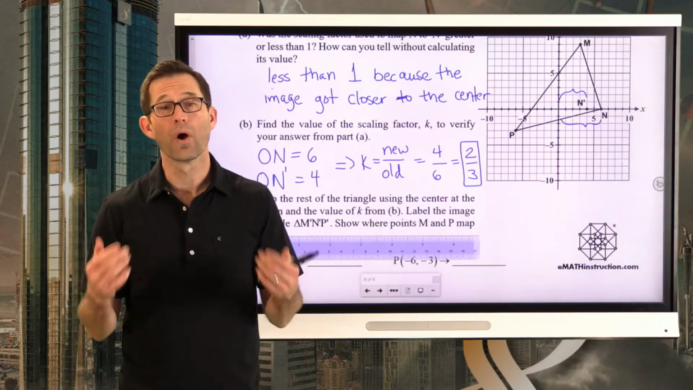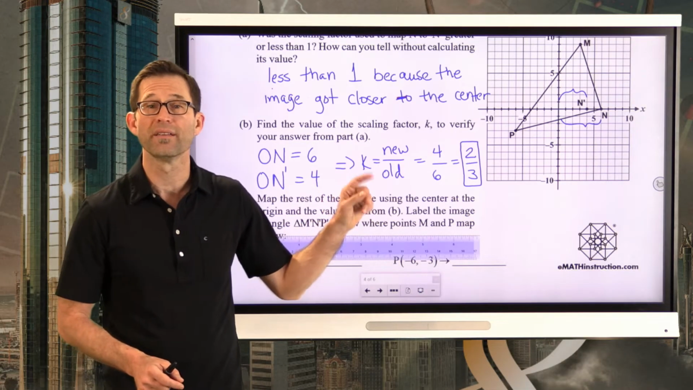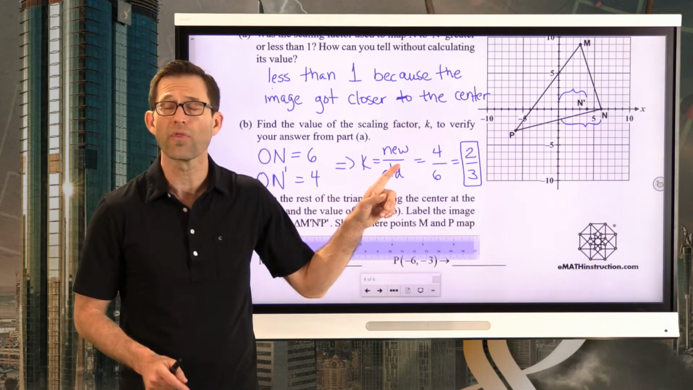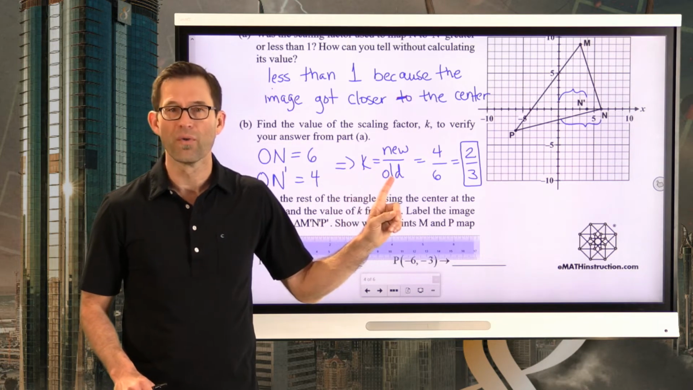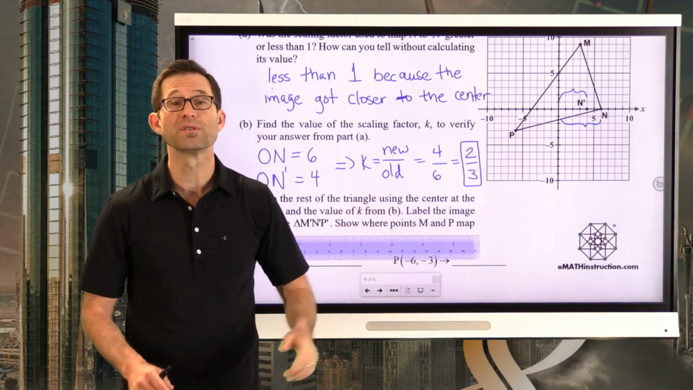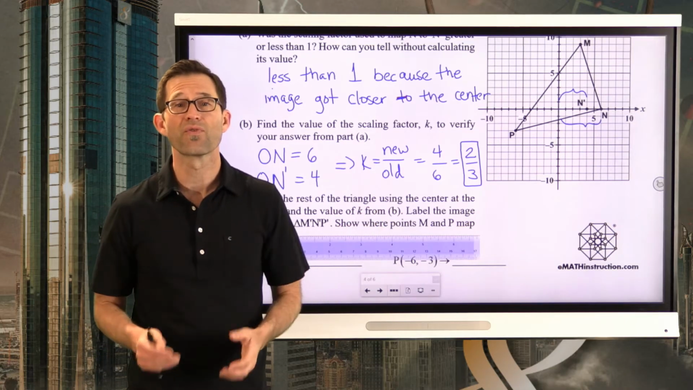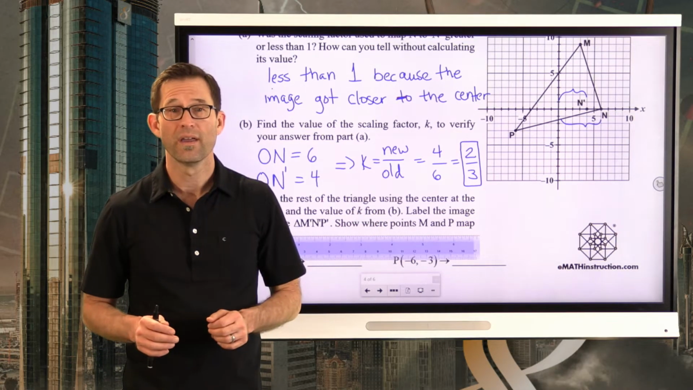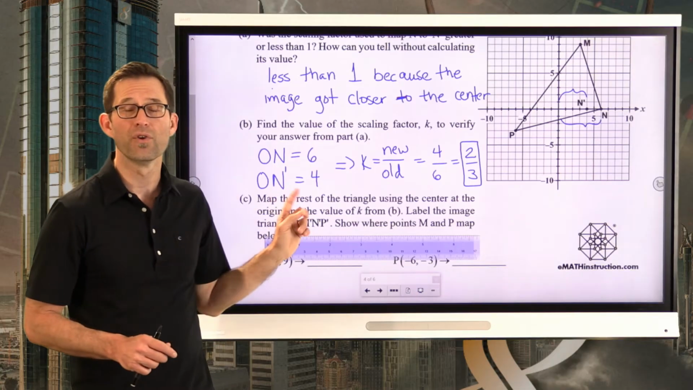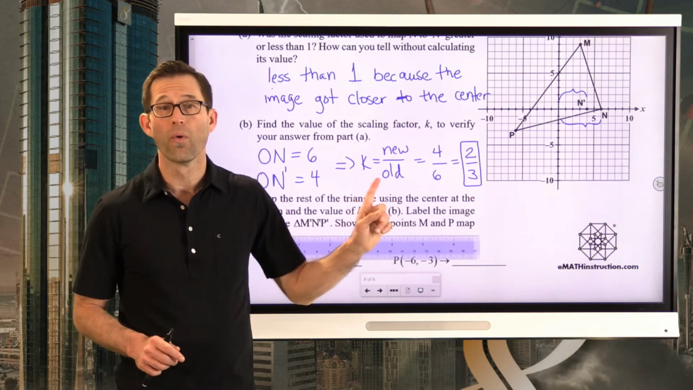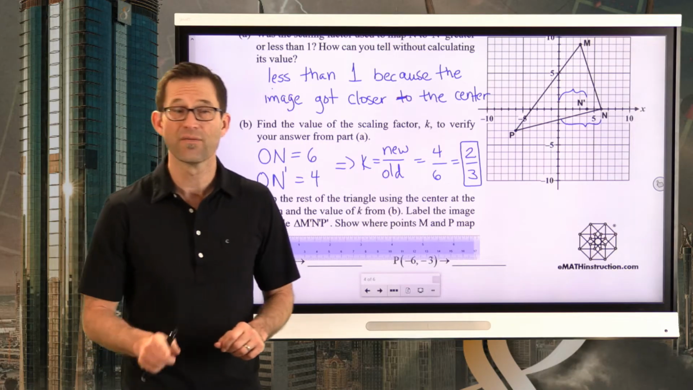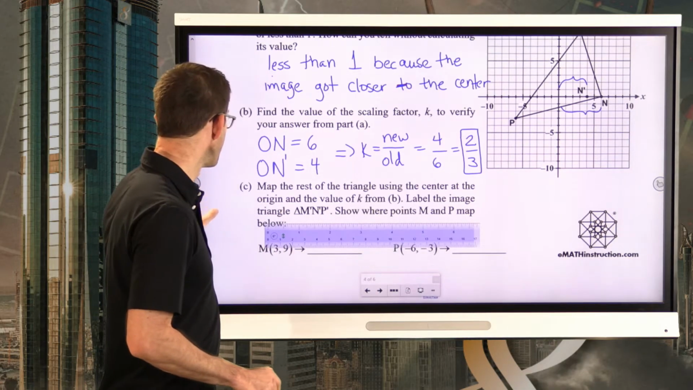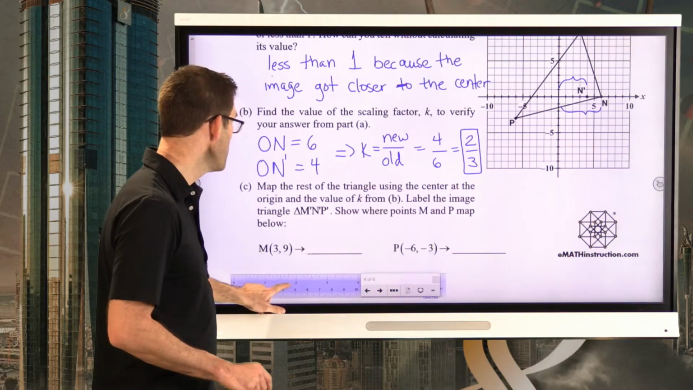Never forget that you can always calculate the scaling factor by taking a new distance or length divided by the old distance or length. And the new distance is always the distance or length in an image, in a sort of prime, if you will, versus the old, which is just what you started with. All right, so we've got a scaling constant of 2/3. And predictably now, let's look at letter C.